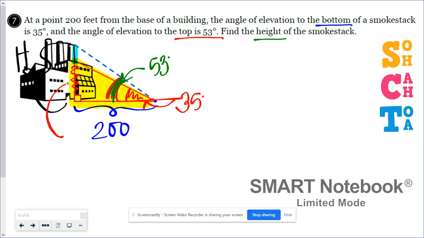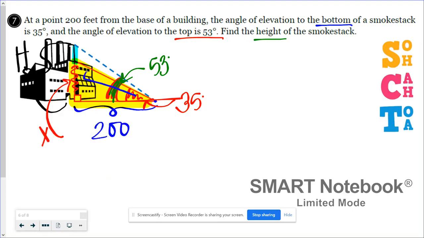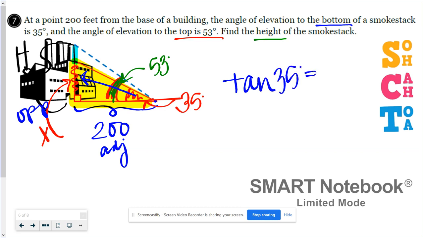I'll call that segment X, because I know the angle is 35 degrees. That segment that I'm calling X is opposite my 35-degree angle, and the 200-foot side is the side adjacent. So the vertical side is opposite the 35-degree angle, the horizontal side is adjacent. So I can use a tangent ratio to create an equation. So tangent of 35 degrees is equal to the opposite, which is X, over the adjacent, which is 200.